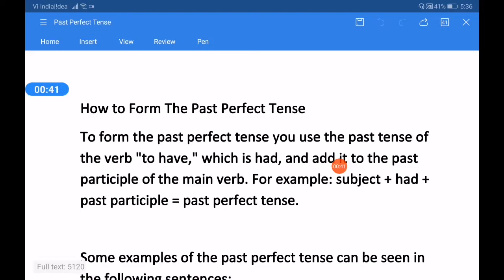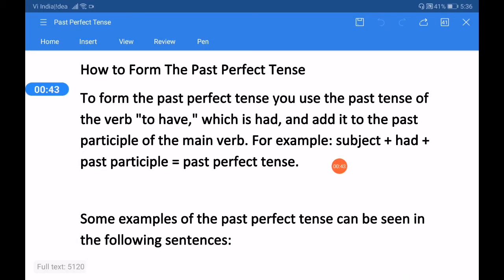To form the past perfect tense, you use the past tense of the verb to have, which is had, and add it to the past participle of the main verb. It means the third form of the main verb. For example: subject, then had, after that past participle, the third form of the main verb, which is also known as past perfect tense.